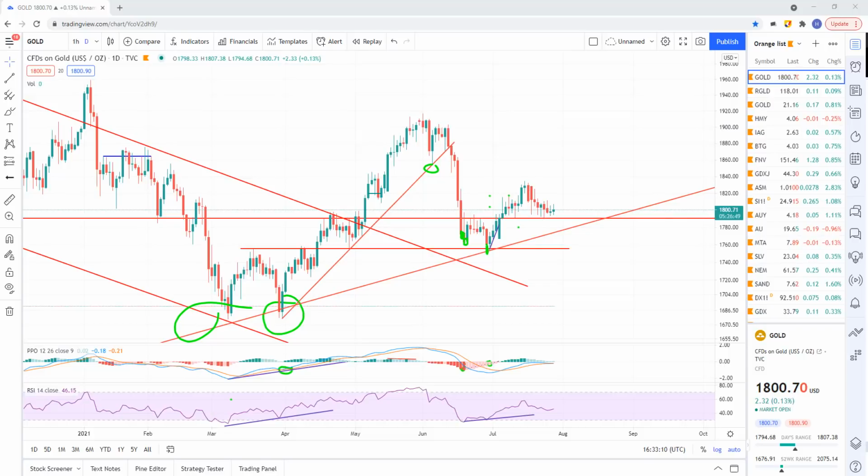And the Fed is likely going to talk about transitory inflation. They're not going to do anything. They're just going to talk.